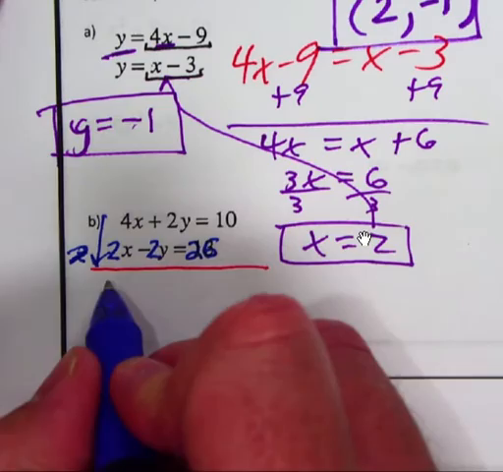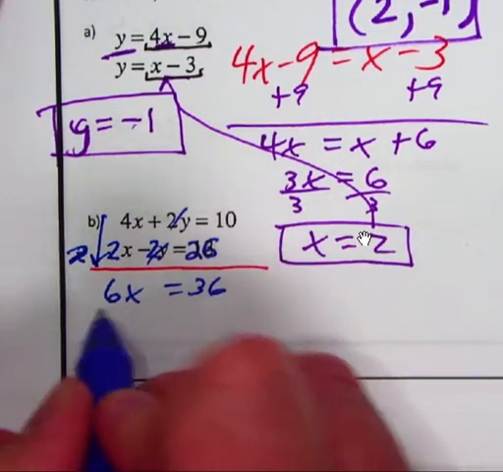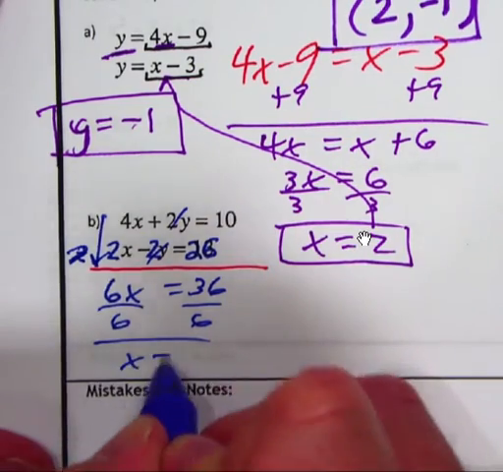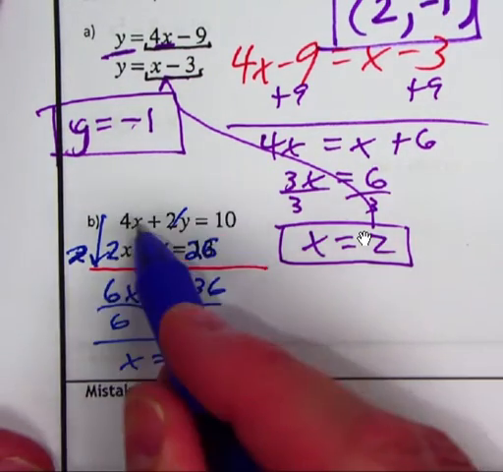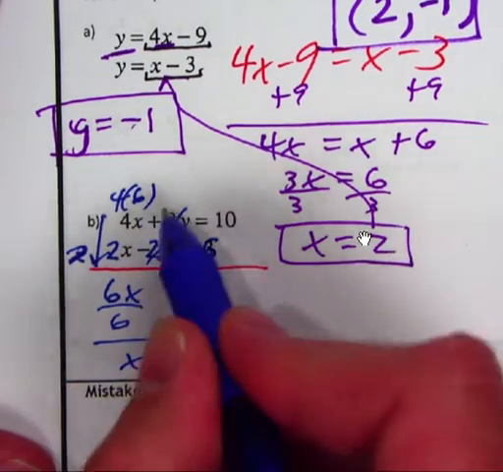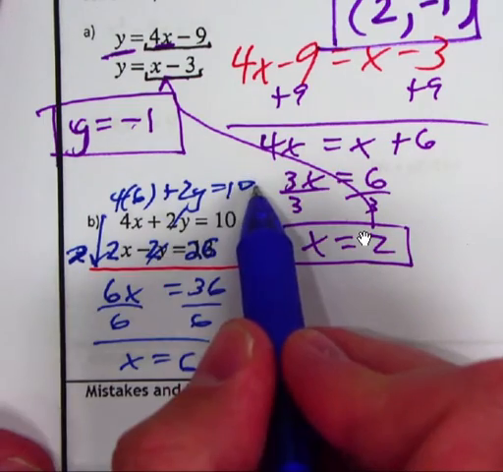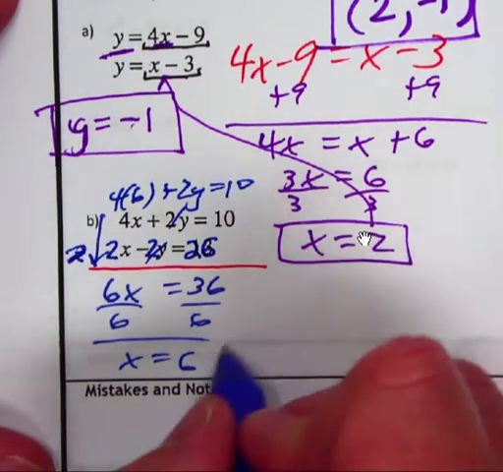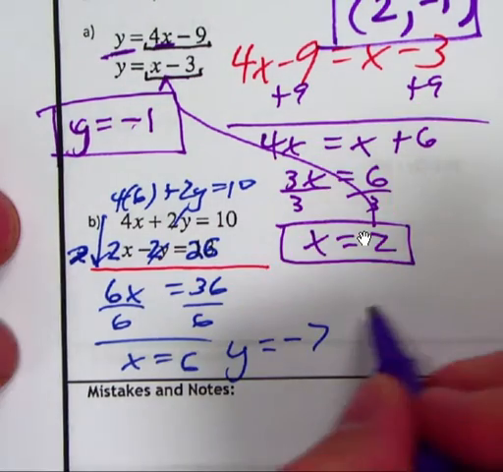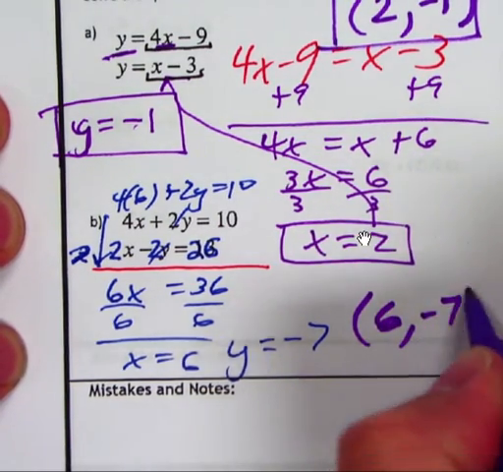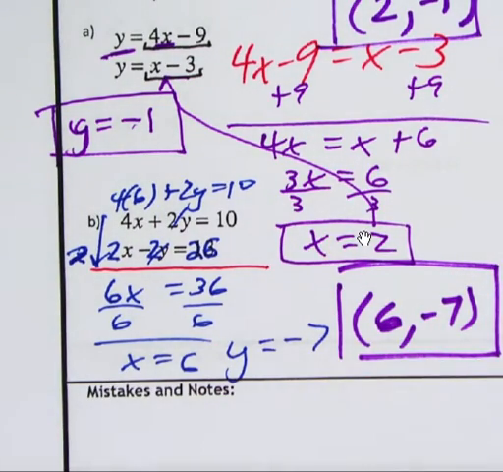I'm going to get 6x, and those are going to cancel, equals 36. Divide by 6, and x equals 6. Well, then I have to plug that back in and solve for y. So if I plug it in here, I'd have 4 times 6 is 24, plus 2y equals 10. I'd subtract 24, I'd have negative 14, and divided by 2, y equals negative 7. So again, my final answer would be (6, -7). If that was a little fast, you can rewatch that again, but that's the correct answer.